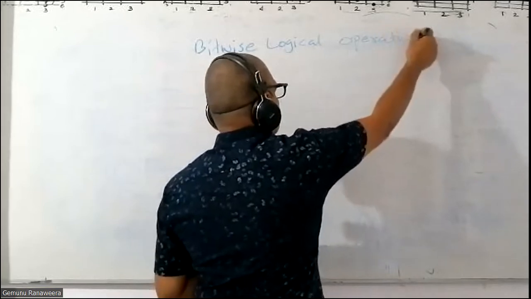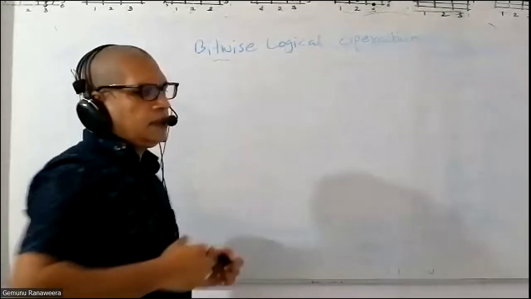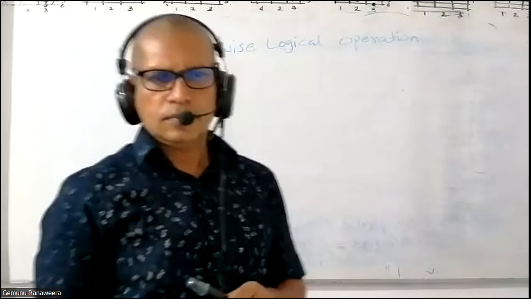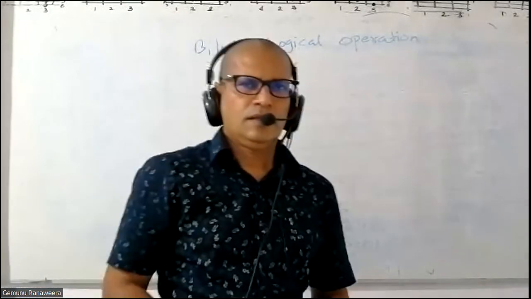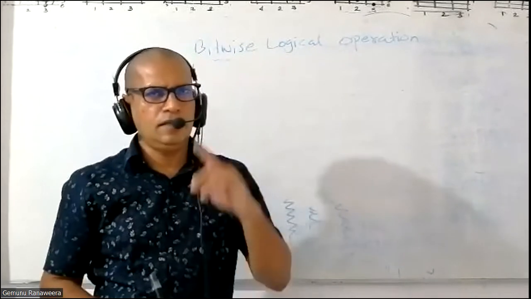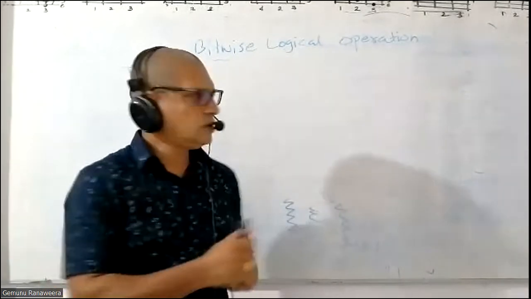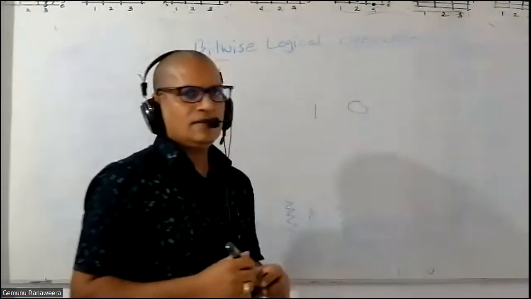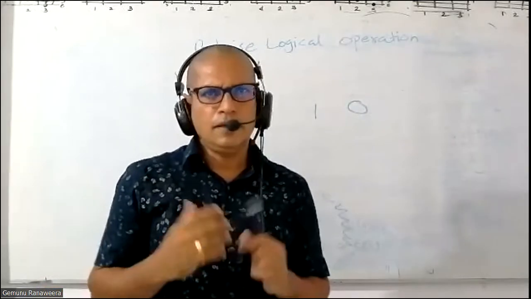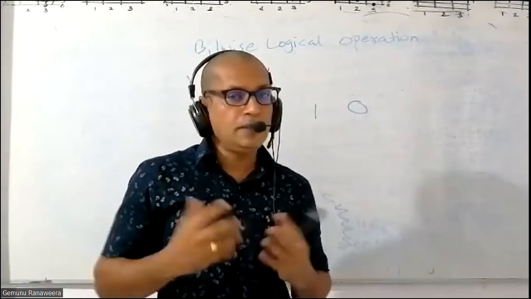So bitwise. So what is a bit? A bit is either 1 or 0. So this is a bit, 1 or 0. Right? So why do you have something called a bit?